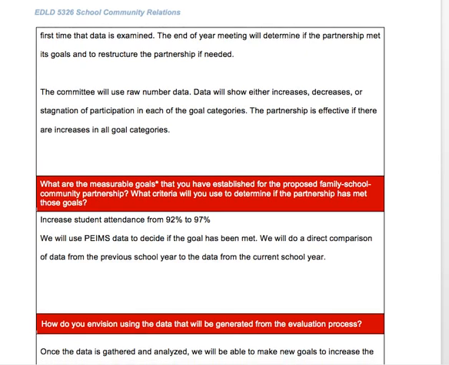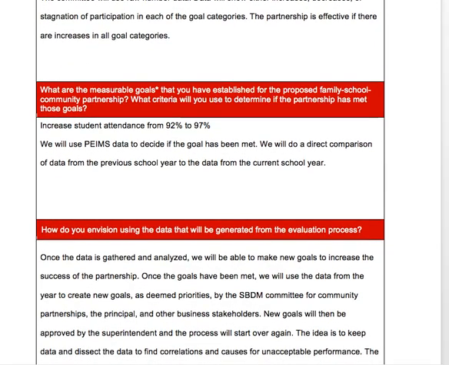Okay, so what are the measurable goals that you've established for the proposed family school community partnership, and what criteria will be used to determine if that partnership has met its goals? I've just said we're going to increase student attendance from 92 to 97%, and we're going to use PEIMS data, and we'll do a direct comparison of the previous school year to the current school year. So they can be that simple. It can be things like increase parental involvement by 10%, just like we talked about a second ago. So if you've got 100 parents attending and you want to increase it by 10, then you would have 110.